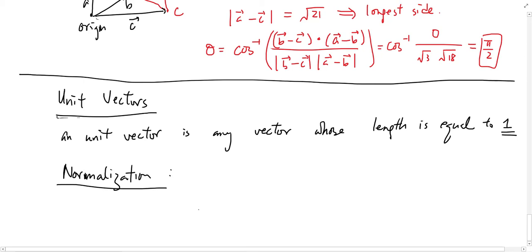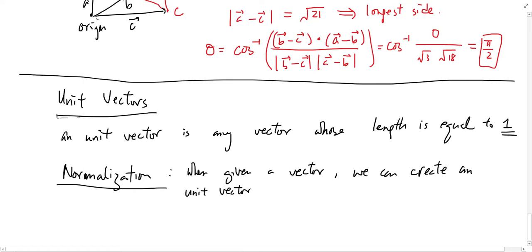Normalization. So normalization basically means that you try to normalize a vector, and the word normalize in this case means create a direction vector that has the same direction but length 1. So when given a vector, we can create a unit vector in the same direction. So the process doesn't change the direction of the vector, but simply changes the length to 1, by doing this process called normalizing.